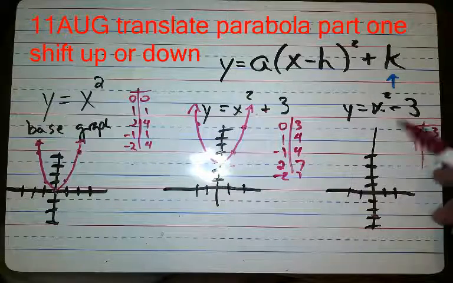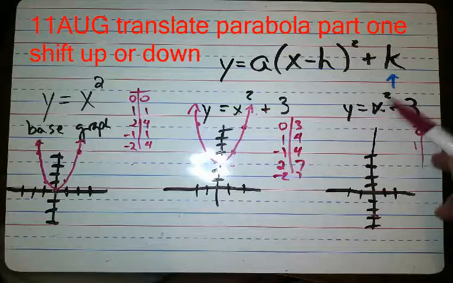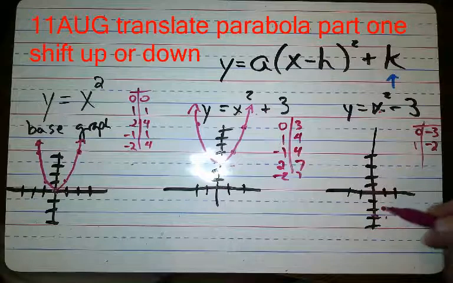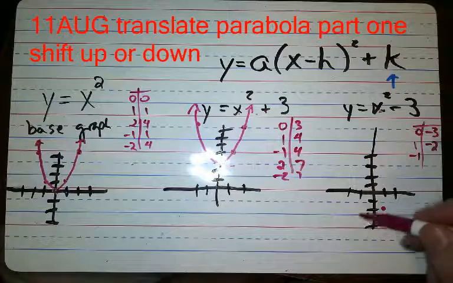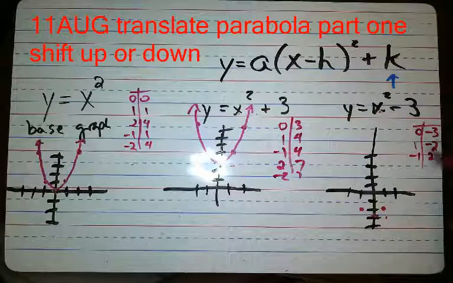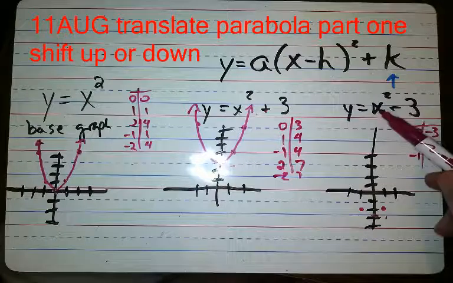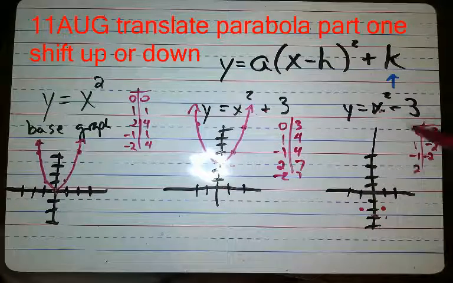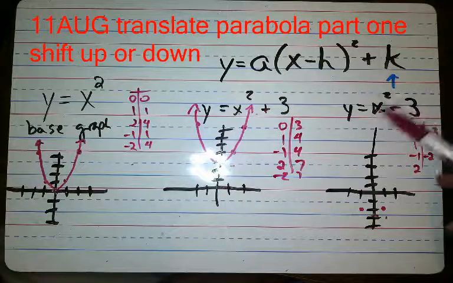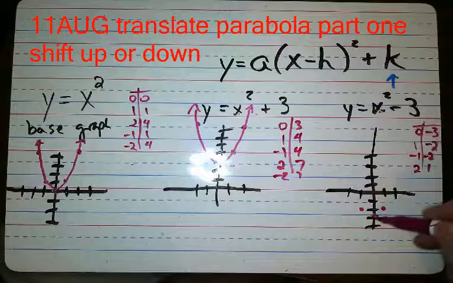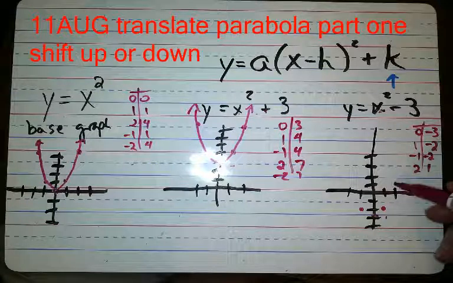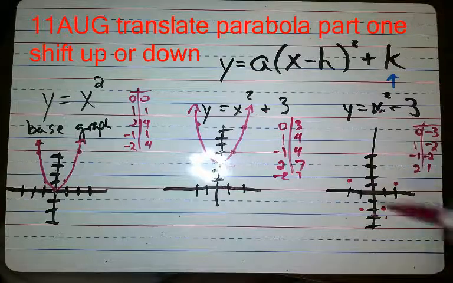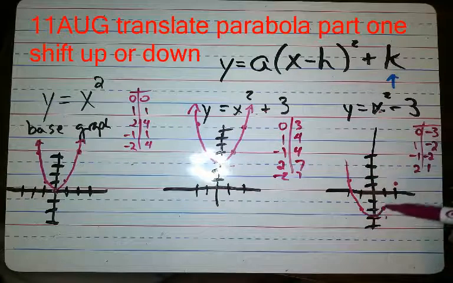If I put 1 in, 1 times 1 is 1. 1 minus 3 is negative 2. And then negative 1, of course, is the other one. It's going to be the same, because negative 1 squared is positive 1 minus 3 is negative 2. And then when I put 2 in there, 2 squared is 4. 4 minus 3 is positive 1. So when I go over 2, I go up there, and the other side is exactly the same. Okay, my parabola looks like this.